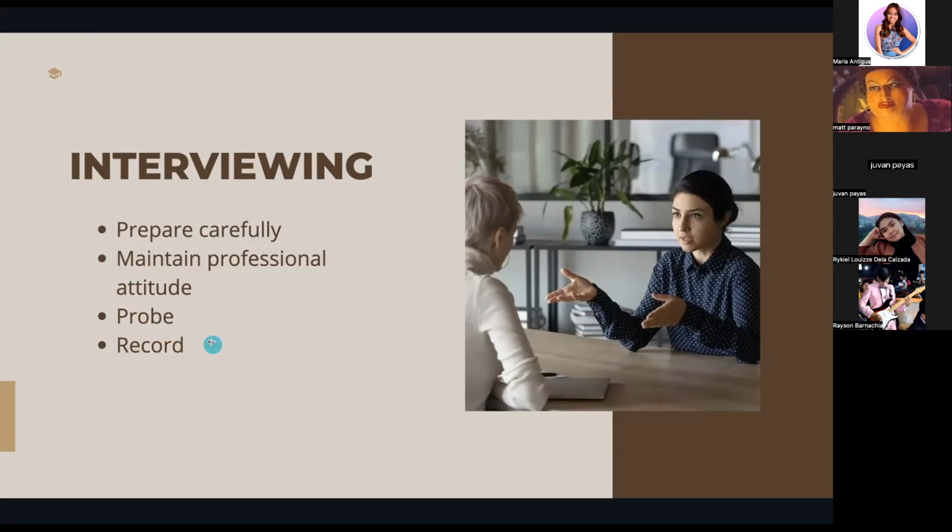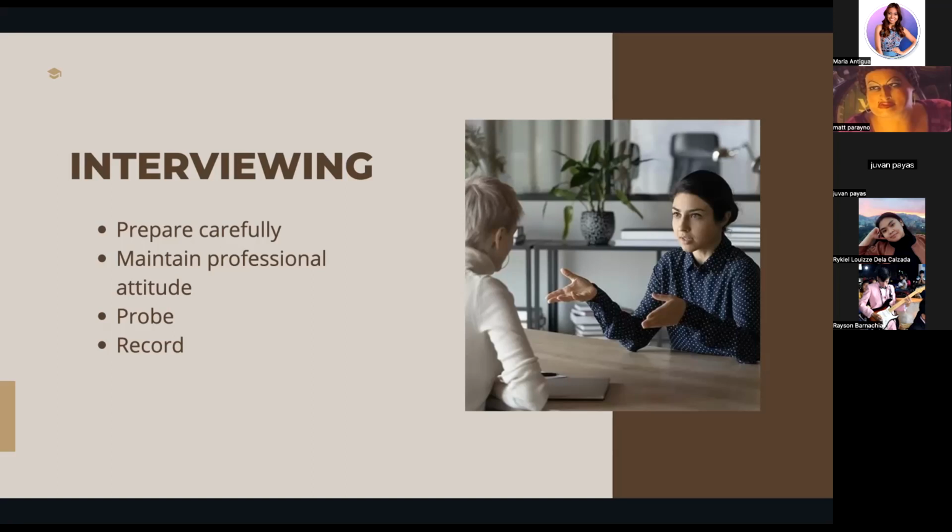Probe. We have here probe. What is probe? Probe is, let's say, for example, we need more information from the interviewee during an interview. Probing is asking follow-up questions when we do not fully understand a response, when answers are vague or ambiguous, and also when we want to obtain more specific answers or more specific information. This is probing.